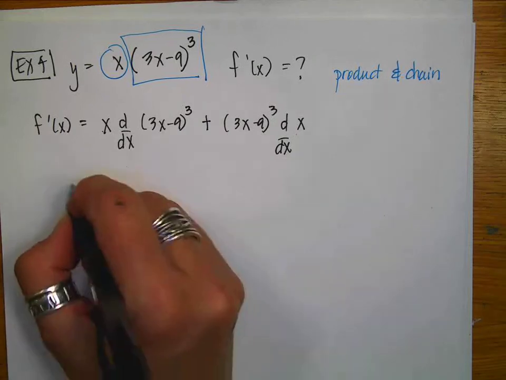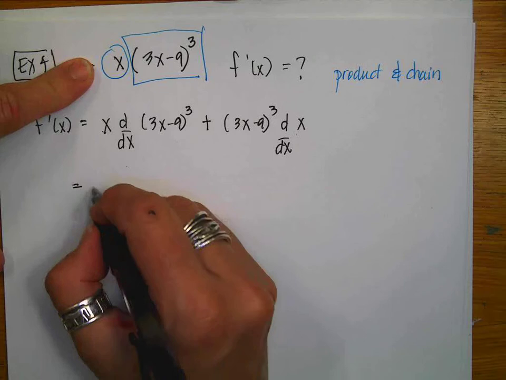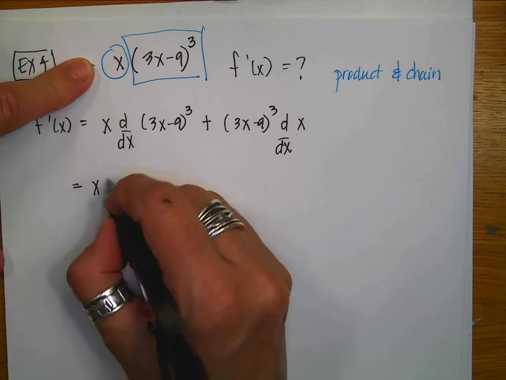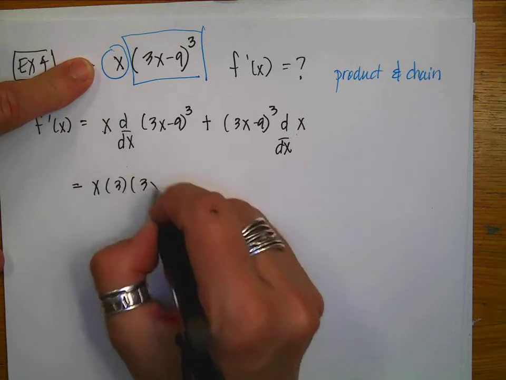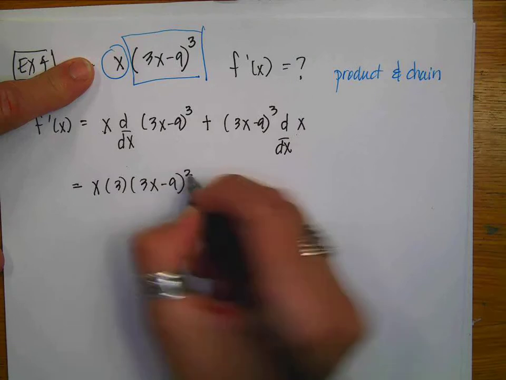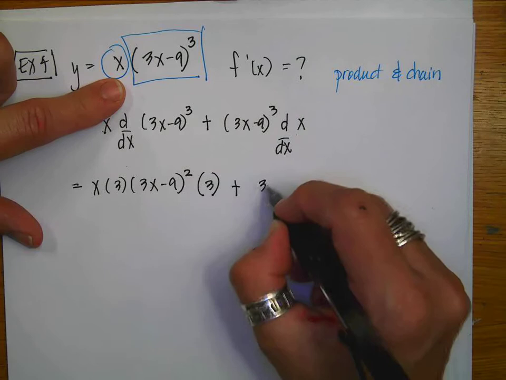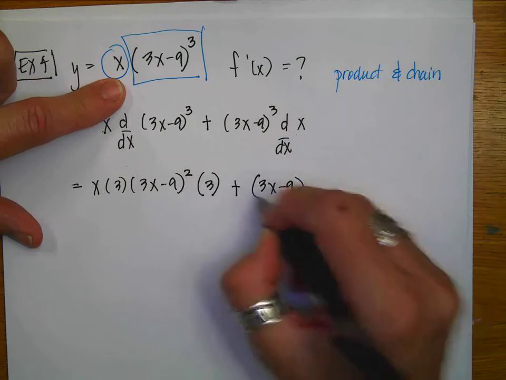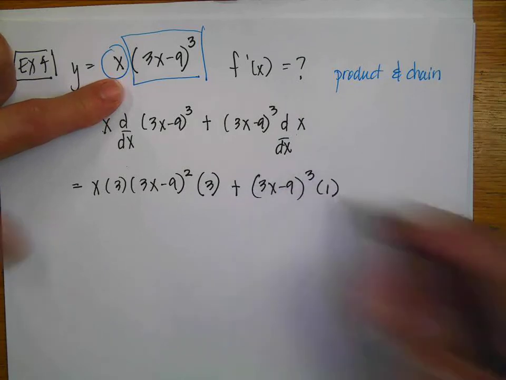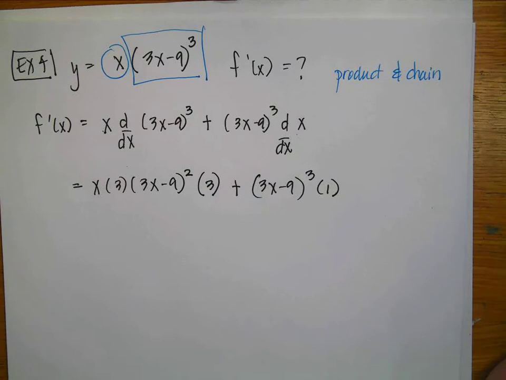Myself, I don't write this notation. Here would be how I'd manage the math. So I would say it's the first thing times the derivative of the second, so it's going to be 3x minus 9 to the second, times the derivative of the inside plus the second thing times the derivative of the first. Okay? That would be how I manage that math.